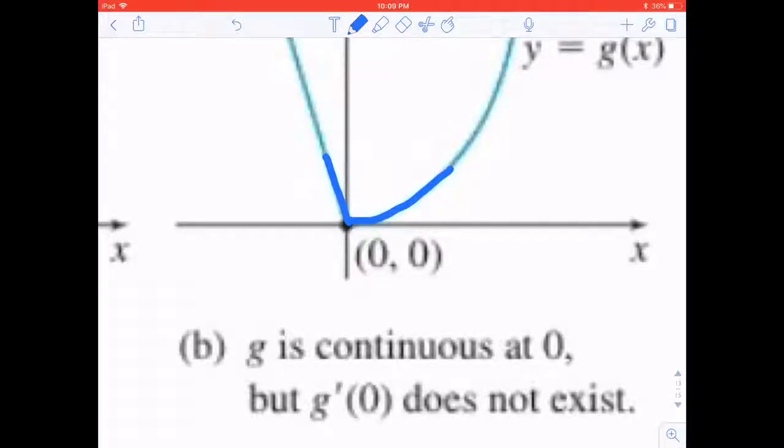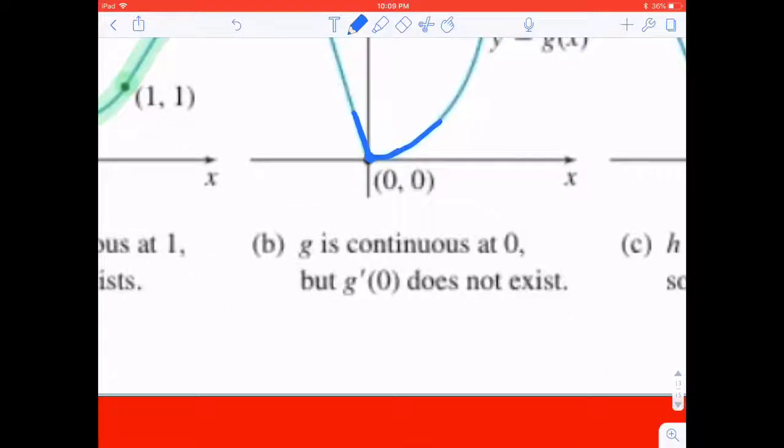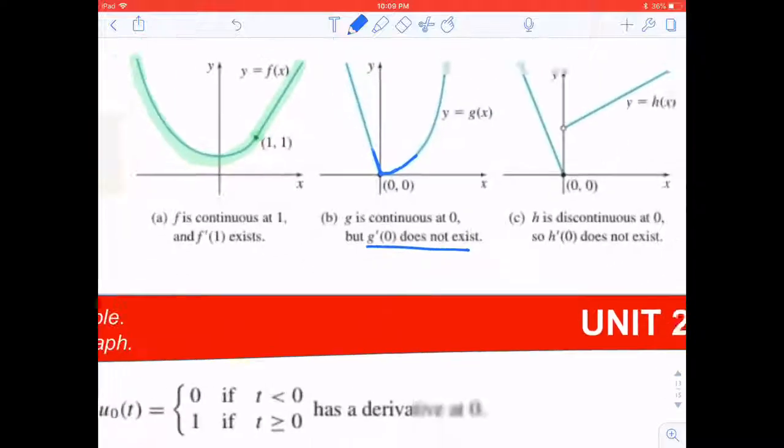So if we were to try to find the slope at 0, 0, we wouldn't be able to determine what that slope is because of that corner that we have at that specific point. Therefore, our derivative at 0 does not exist. Even though it was continuous, it does not exist.